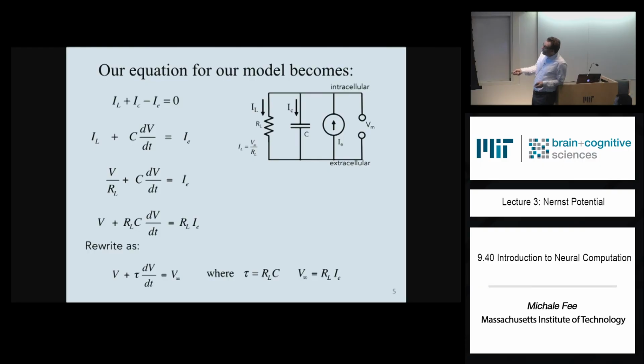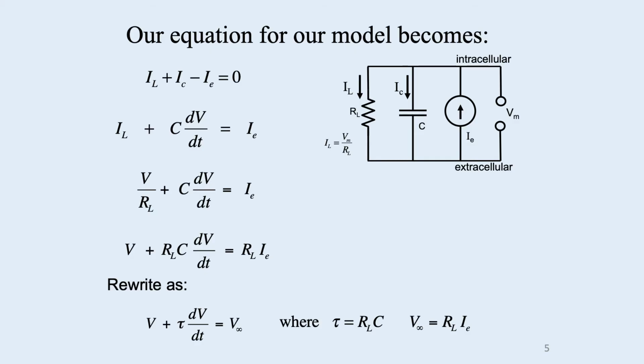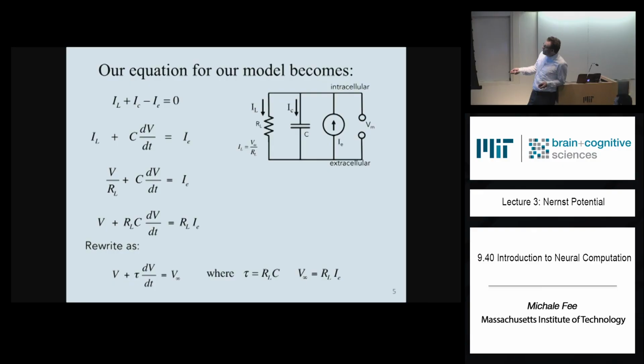So the differential equation that we now have for the dependence of the membrane potential on injected current looks like this. V plus tau dV/dt is equal to V infinity. When we inject current into the cell, we're changing V infinity.